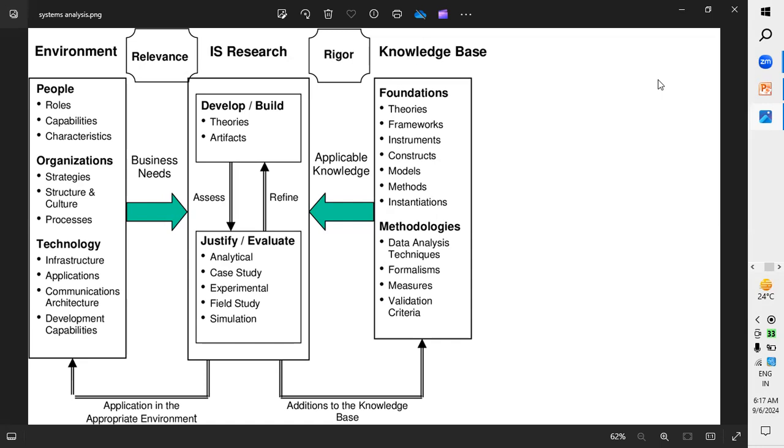followed by the characteristics. Characteristics, nothing but the people who are involved. What characteristics do they have? That must be the focus over here. So when it comes to the environment, the first one is people, nothing but roles, and at the same time their capabilities and characteristics. This is the first point.